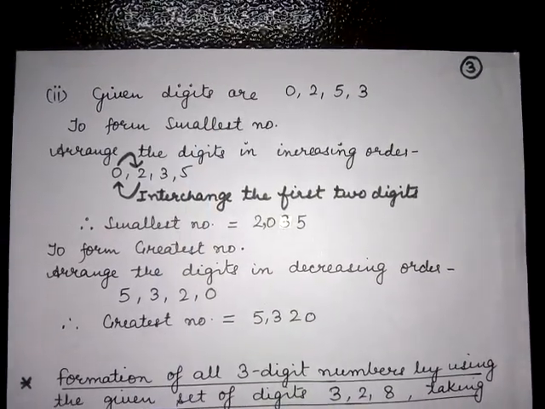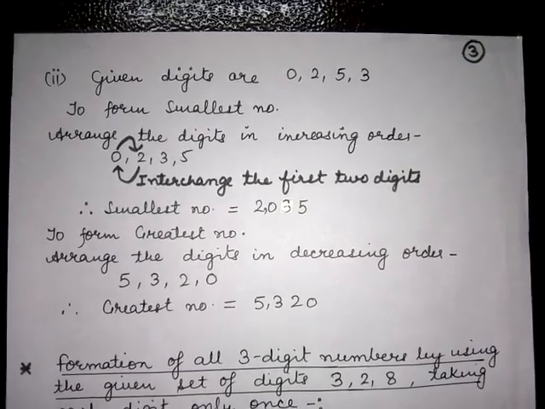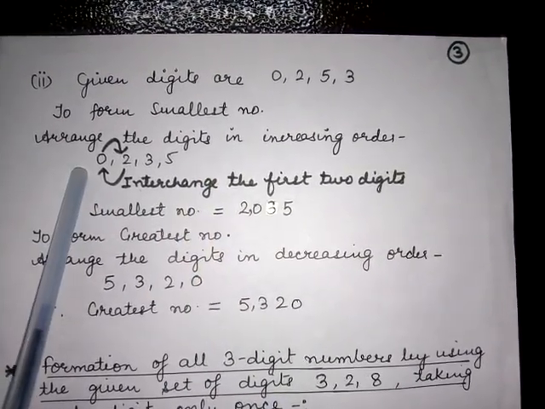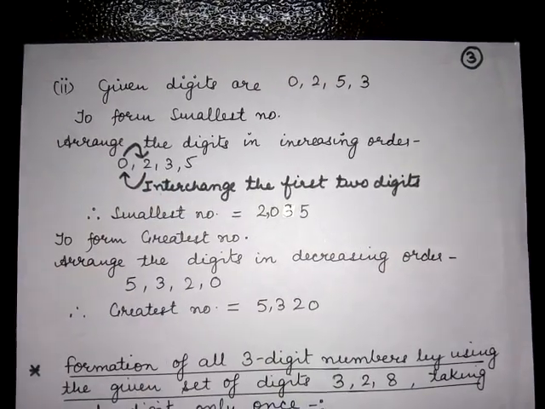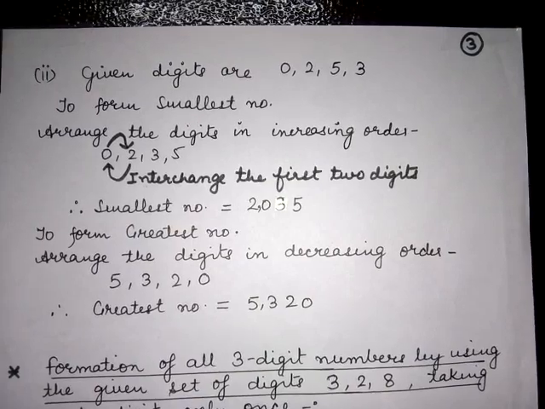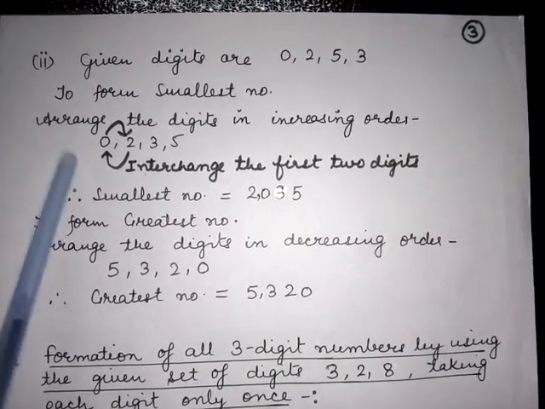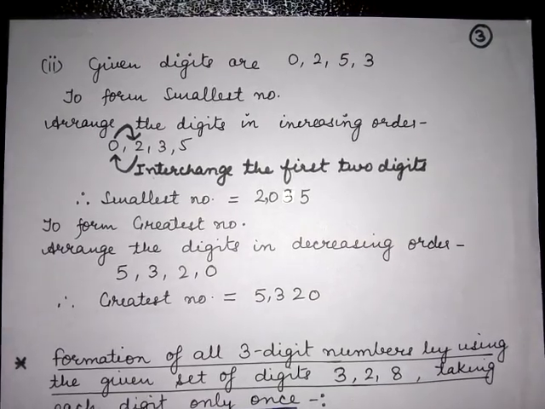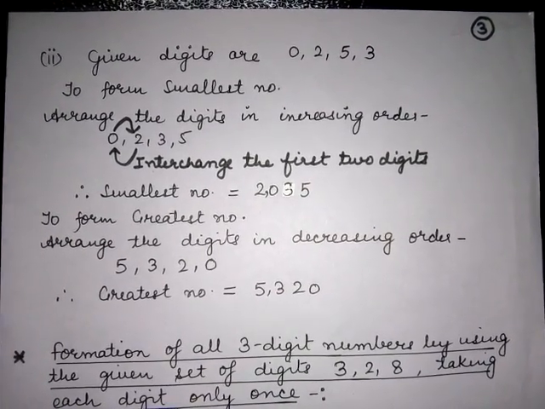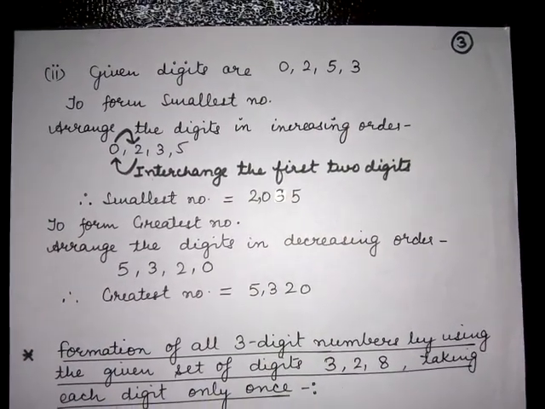To form the smallest number, we have to arrange the digits in increasing order as we have done in the previous example. So here we have arranged the digits 0, 2, 3, 5. In order to form the smallest number, we cannot write this number starting from 0, because then that number will not be counted as a 4-digit number. We have 4 digits, so we have to form a 4-digit number.